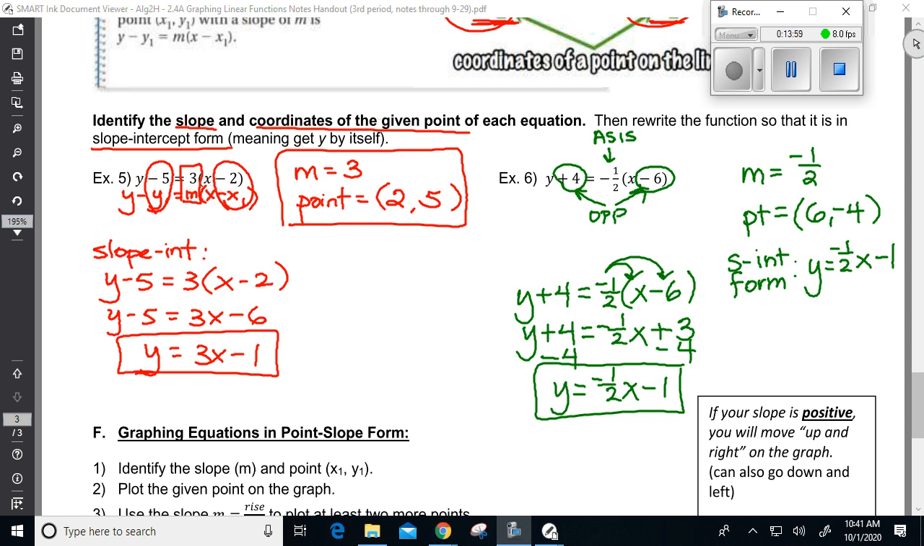So, you got negative 6 and a positive 4. Okay, so did you take the opposites of the 2 numbers? And that's why you got it wrong. You have to take the opposites of the 2 numbers. Any other questions? 5 or 6? All right, then let's graph.